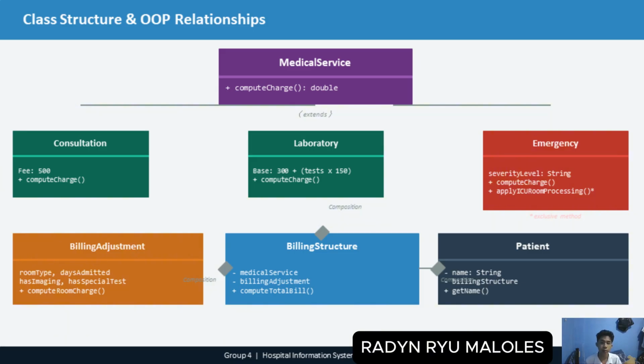We utilize polymorphism by calling a unified compute charge method that automatically executes the correct formula depending on whether the subclass is a consultation, lab, or emergency service. Next, encapsulation was heavily applied to protect our data using private fields, static final constants for our fixed fees, and public getter methods. Lastly, we use downcasting alongside an instanceof check to safely cast a general medical service object into an emergency object, allowing us to access exclusive methods for ICU processing.